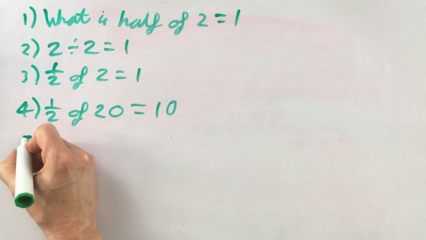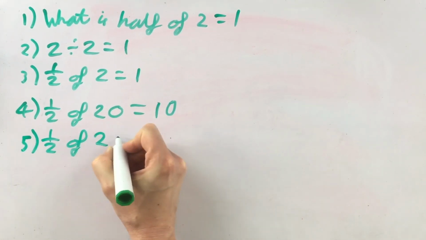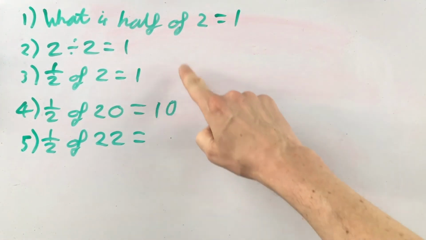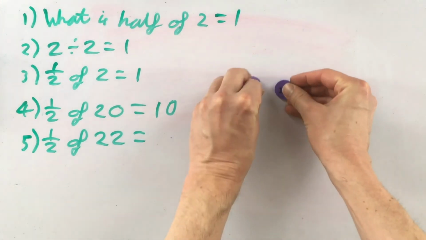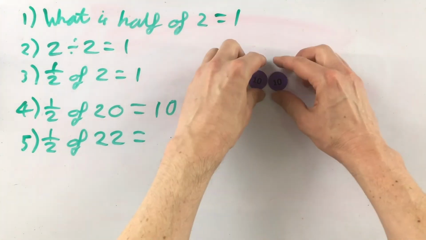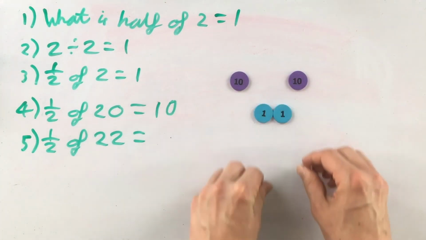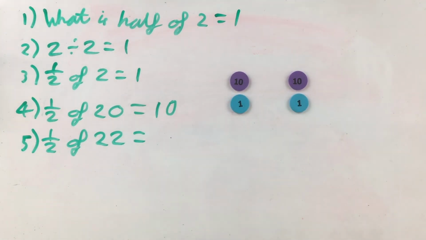Number 5, half of 22. You can use the answers to these two to solve this one. So if half of 20 is 10, and half of 2 is 1, then half of 22 is 11.